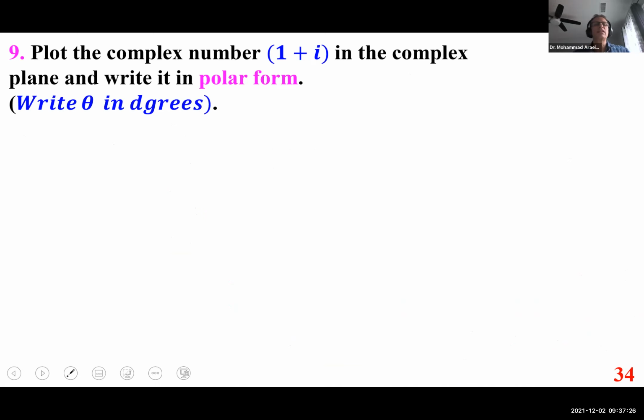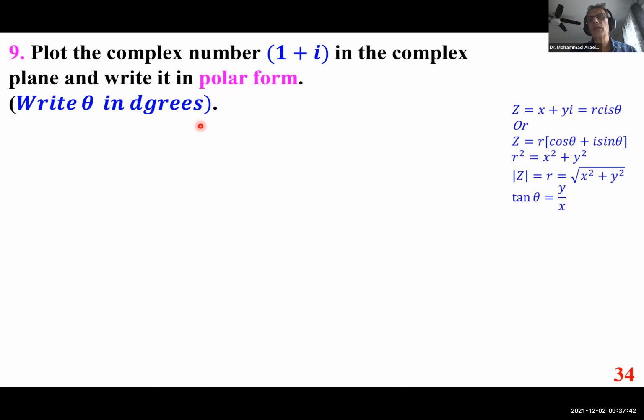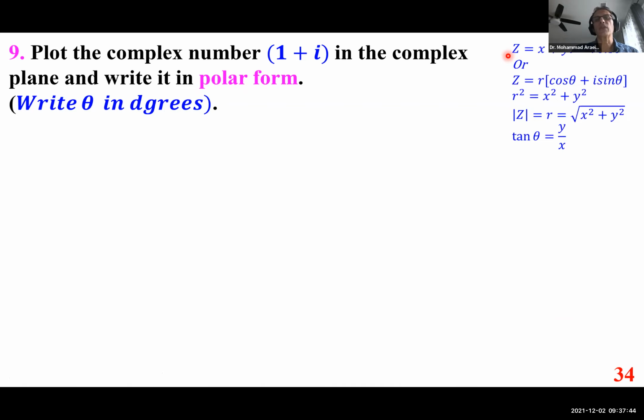Plot the complex number 1 plus i in the complex plane and write it in polar form. Write theta in degrees. If it doesn't say so, you have a choice: you can do it in degrees or in radians. So let's look at a couple of things. Normally we use z to represent a complex number. If you see it in any other format, that's fine.